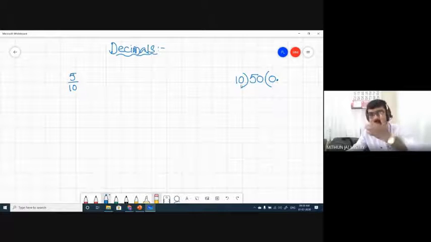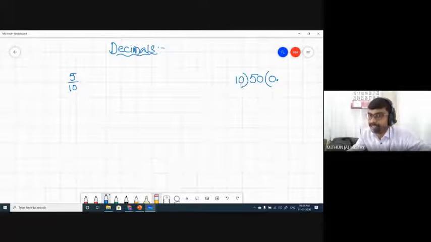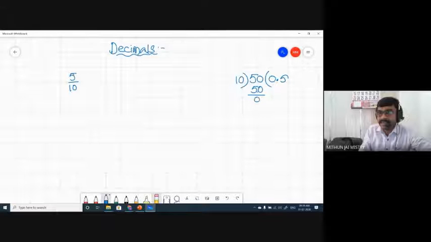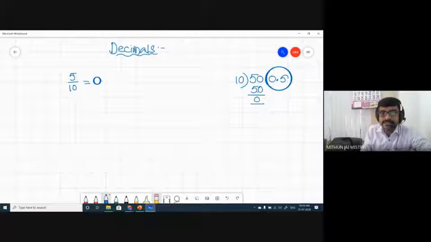Now once again you can recite the multiplication table of 10. It will give you 10 5 times 50. That means I can write here, 10 5 times 50, and you will get the remainder as 0. Wow. So here you are getting 0.5 as the quotient. That means 5 by 10 can be written as 0.5. Got it?